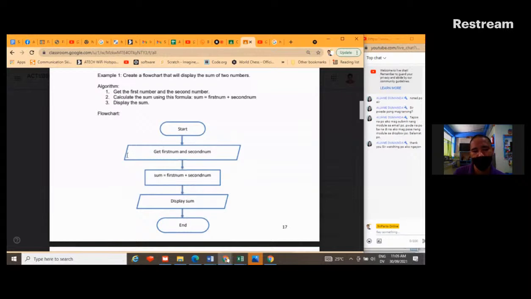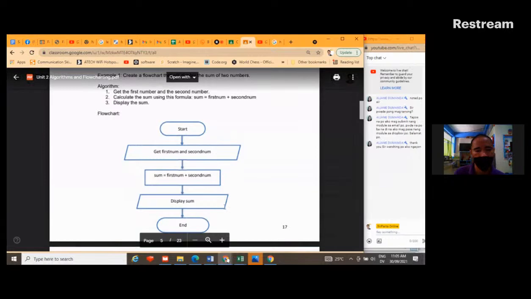Then we have the input output, get first num and second num. Then you have the process. Process is the computation. Then we have the output, display sum. Then you have end.